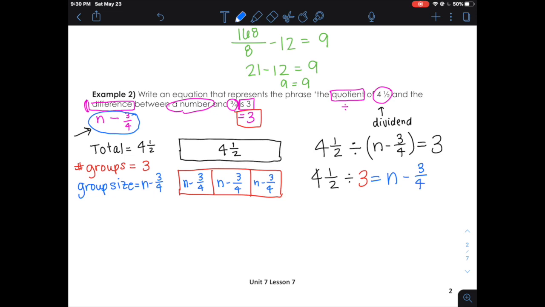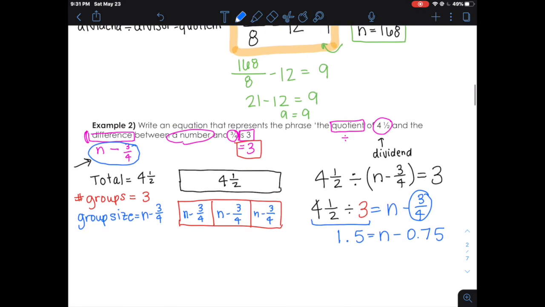So let's start simplifying the equation as best as we can. So 4.5 divided by 3, when you put that in the calculator, gives you 1.5, which equals n minus, and let's go ahead and change this to a decimal. 3/4 is the same thing as 3 out of 4/4, which is usually 75 cents. Now we still don't have our variable all by itself, but remember up here I told you we can use inverse operations.